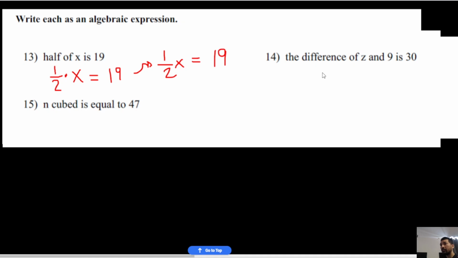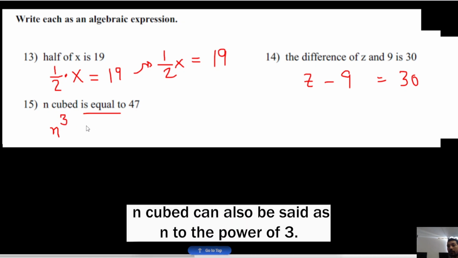Number 14, we have the difference of z and 9. So the difference is referring to the subtraction. So we have z minus 9 is referring to the equal sign, 30. And the last one that we have is n cubed is equal to 47. So n cubed referring to the n, then we have an exponent of 3, is equal to referring to the equal sign, 47.